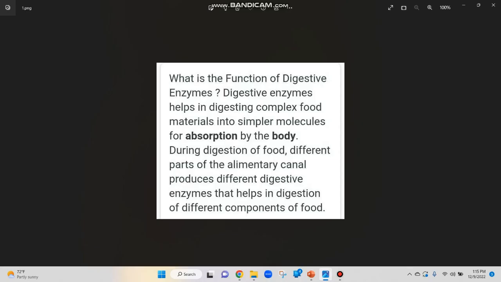Alrighty, so this lecture is about the explanation of enzymes, what they are and how they work, and why they are beneficial for the body. So here's a little explanation of what digestive enzymes are. Digestive enzymes help in digesting complex food materials into simpler molecules for absorption by the body.